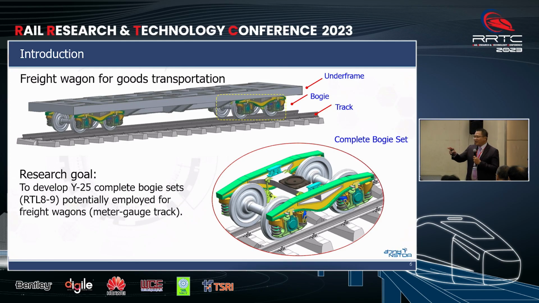But the bogie for a passenger coach is quite difficult. I would like to start with a simple one. That's why we start with the bogie used for freight wagon. And as I mentioned, we are conducting this research. We have set up the research goal that we want to develop Y25 bogie sets potentially employed for freight wagon.